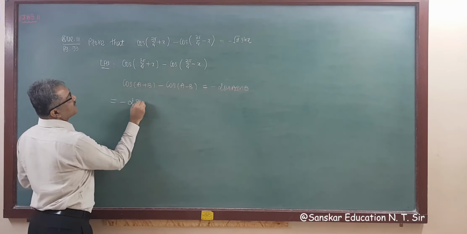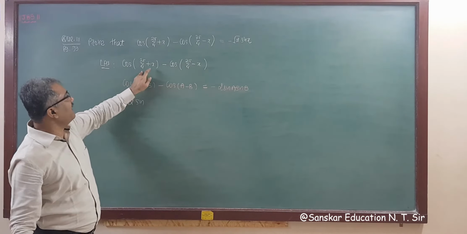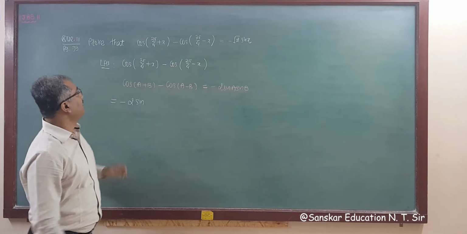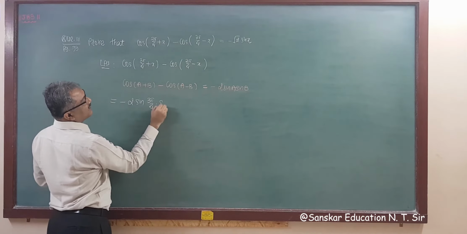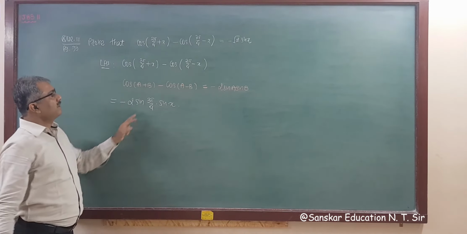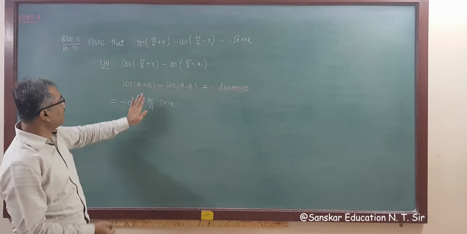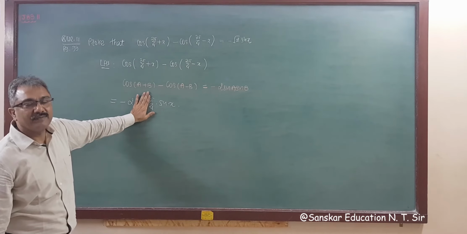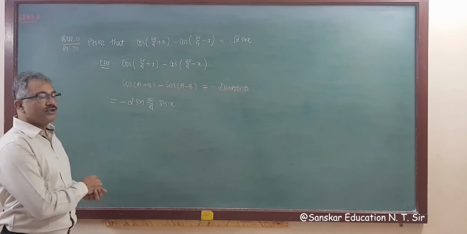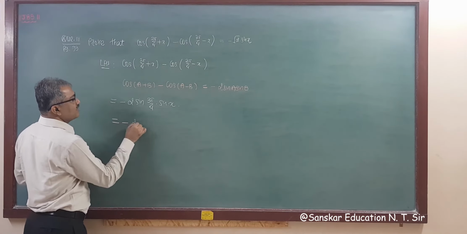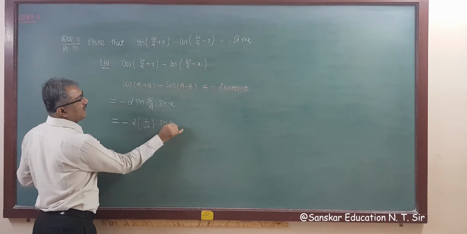Minus 2 sin a, and b is this. So a is 3 pi by 4 and b is x. So sin of 3 pi by 4, 1 less than the denominator, that is in second quadrant, and standard angle is pi by 4. So sin pi by 4 is 1 upon root 2, and in second quadrant sin is positive. So the answer will be minus 2 times 1 upon root 2 into sin x.